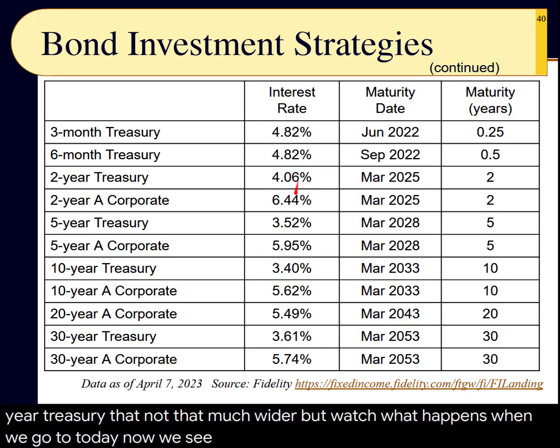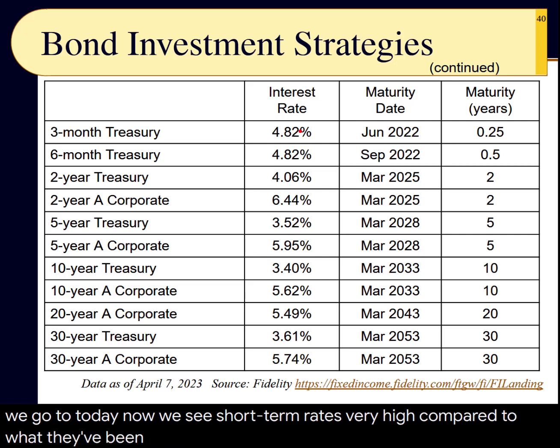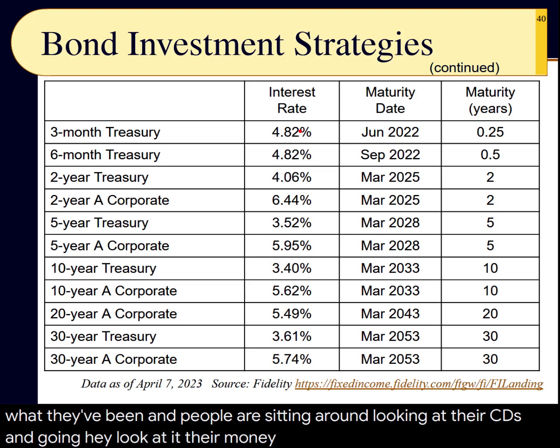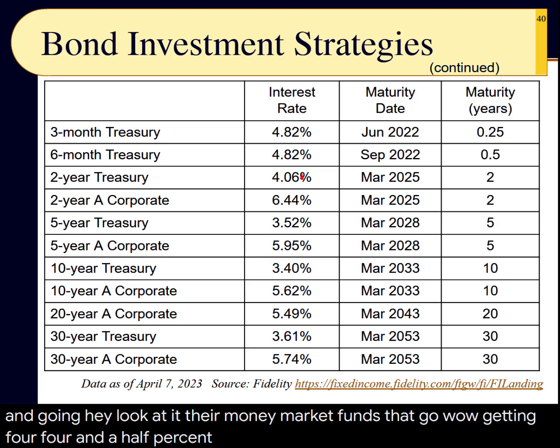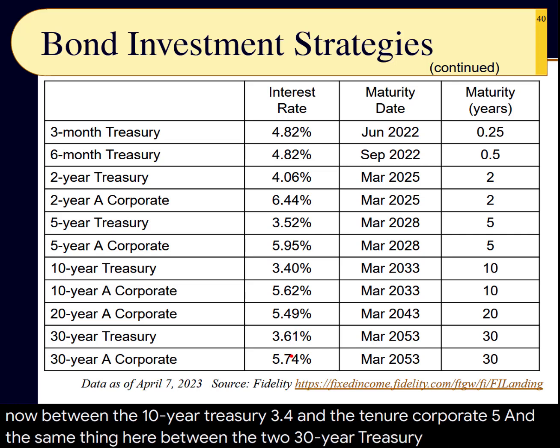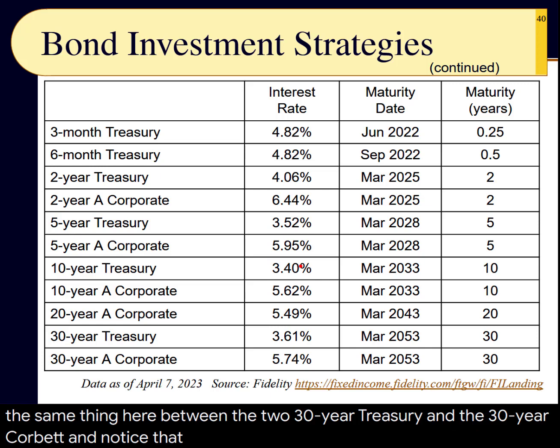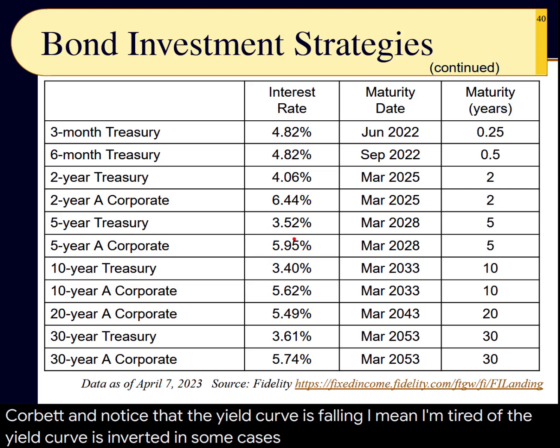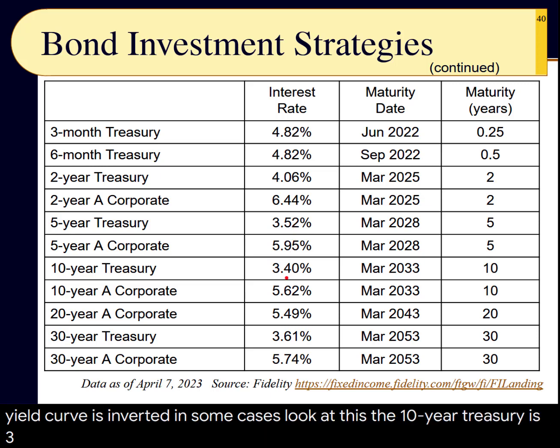Now we see short-term rates very high compared to what they've been. And people are sitting around looking at their CDs, looking at their money market funds and going, wow, I'm getting 4.5%. Notice how much wider the spreads are now between the 10-year Treasury, 3.4, and the 10-year corporate, 5.6, more than 2%. And the same thing here between the 30-year Treasury and the 30-year corporate. And notice that the yield curve is falling. The yield curve is inverted in some cases. Look at this. The 10-year Treasury is 3.4. The 6-month Treasury is 4.8.